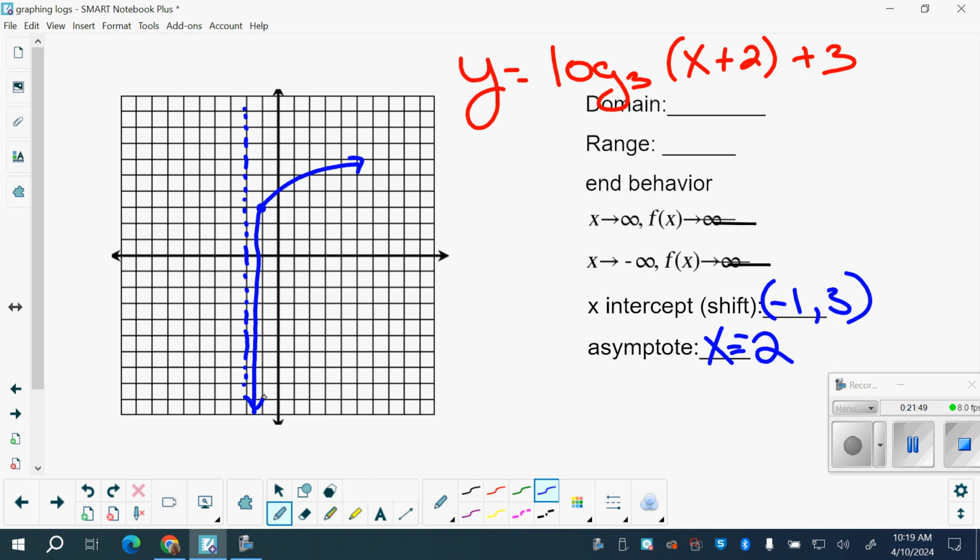And we're going to say our domain is going to go from -2 to infinity. Our range is all real numbers. You're getting bigger and you're getting smaller.